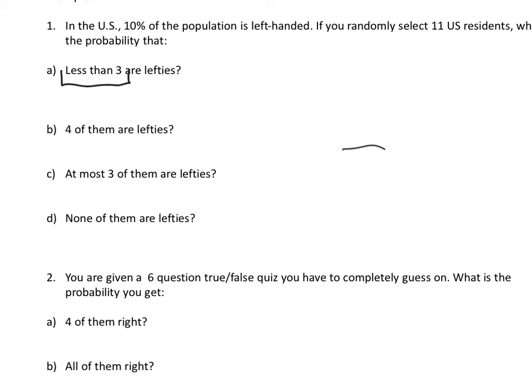Less than 3 is a phrase. I write what that means. Less than 3 does not include 3. It's the numbers 0, 1, and 2. So in my calculator, this is a CDF because I have a whole list of numbers.